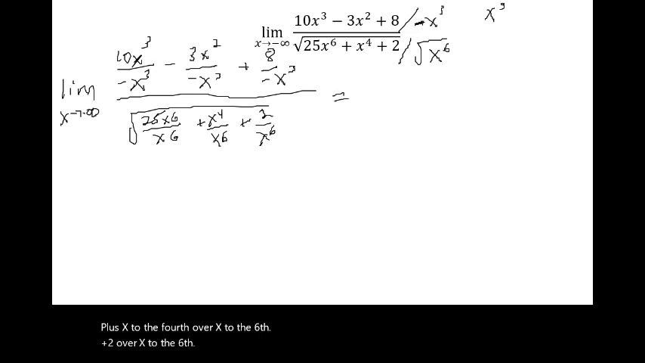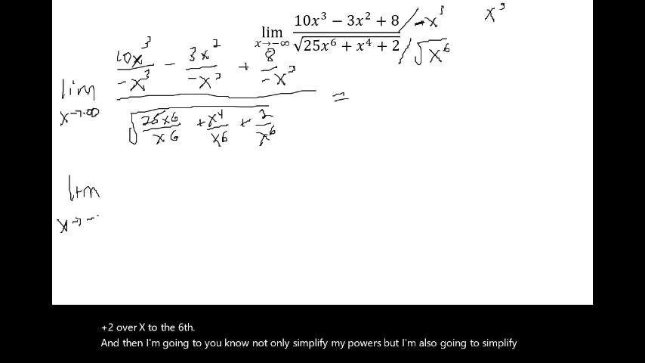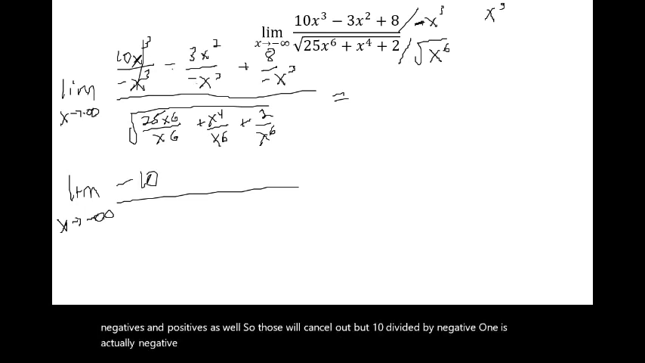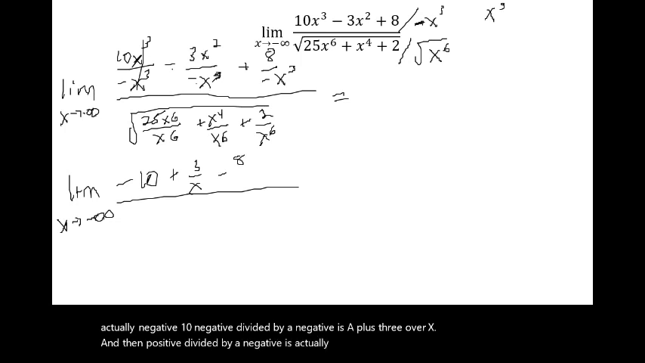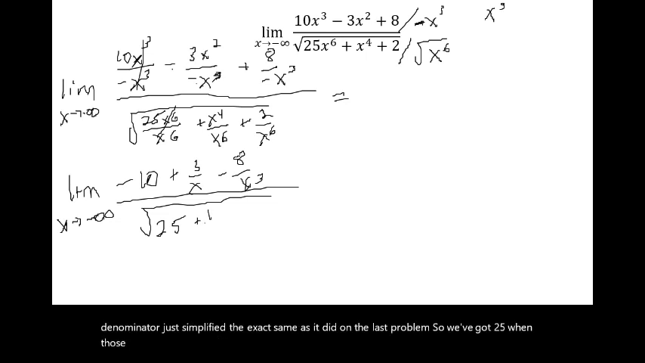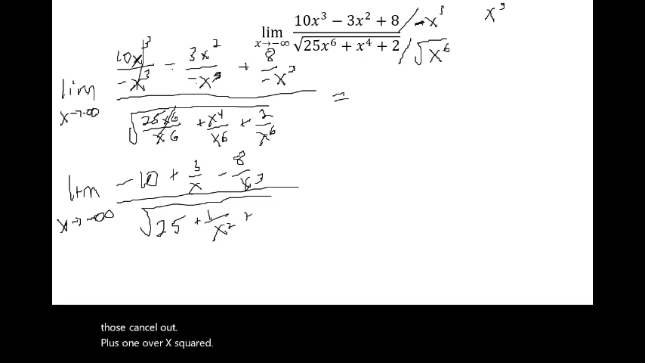And then I'm going to, not only simplify my powers, but I'm also going to simplify the negatives and positives as well. So those will cancel out, but 10 divided by negative 1 is actually negative 10. Negative divided by a negative is a plus 3 over x. And then positive divided by a negative is actually a negative 8 over x cubed. And then the denominator just simplified the exact same as it did on the last problem. So we've got 25 when those cancel out, plus 1 over x squared, plus 2 over x to the 6th.